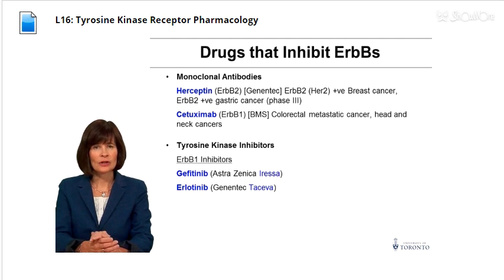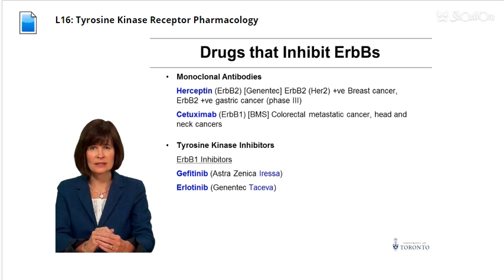The second type of drug used to inhibit ERBB receptors are small molecules rather than antibodies, and they can cross the cell membrane to bind to the inside of the tyrosine kinase domains of ERBB1 and ERBB2. These include the compounds that are shown here, which have been developed by AstraZeneca and Genentech.